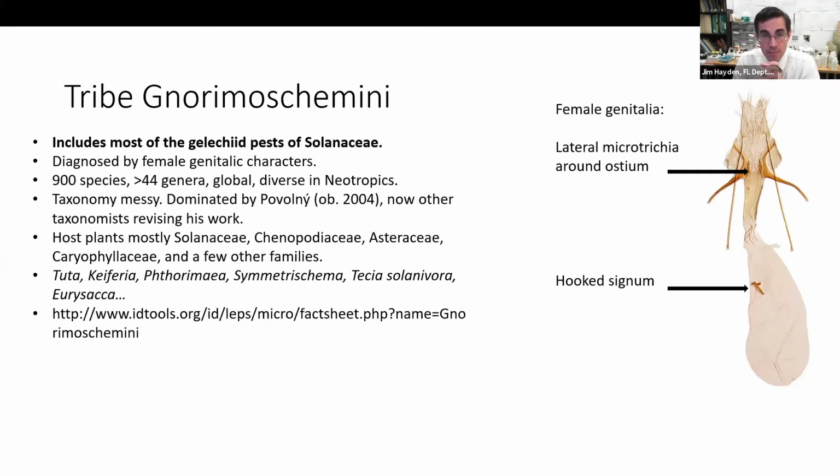The gnorimoschemines are important because a lot of the pests of tomatoes and Solanaceae fall in this tribe. This includes Tuta, Keiferia, Phthorimaea, Symmetrischema, species of Tecia. There are even a few pest species of other families, such as Eurysacca. Many of these things are covered in this online website, the Microlepidoptera on Solanaceae. I and collaborators produced this website a few years ago in 2013.